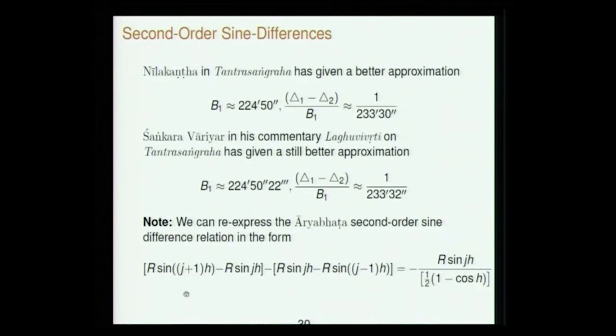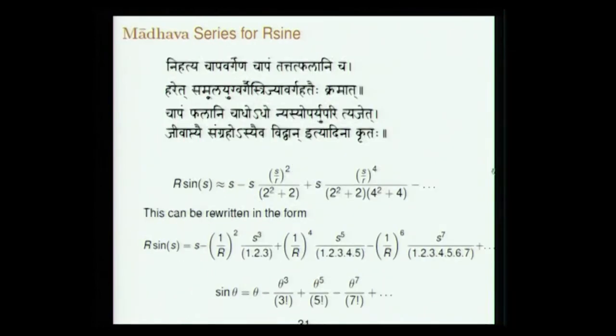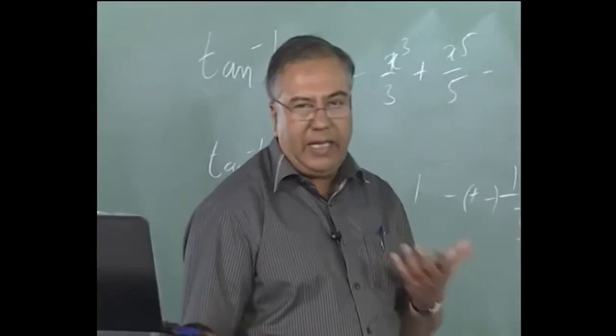Essentially, in today's notation, this is the j plus 1 sine difference, this is the jth sine difference, that is proportional to the jth sine divided by a certain quantity which depends on the arc bit h, and it is this quantity which is being approximated here, successively.